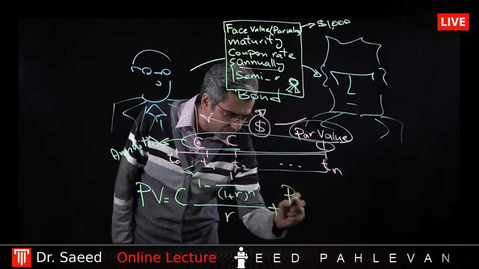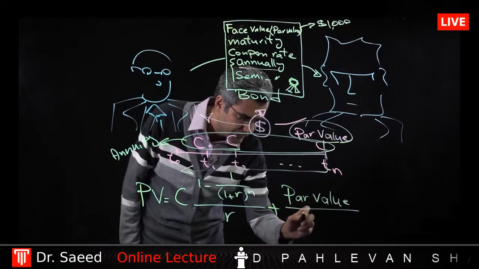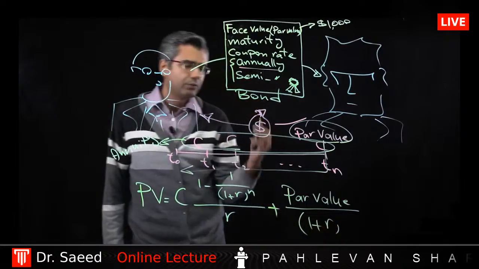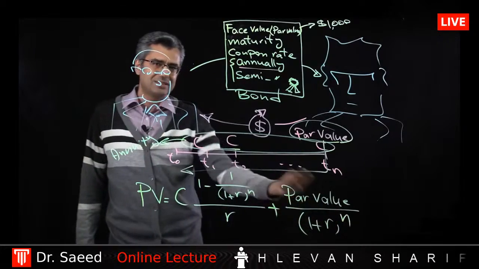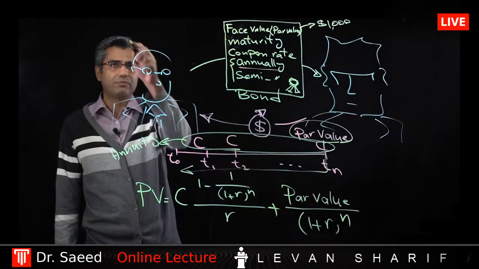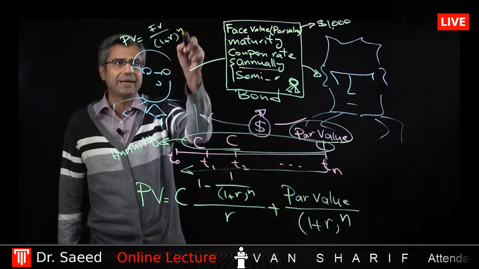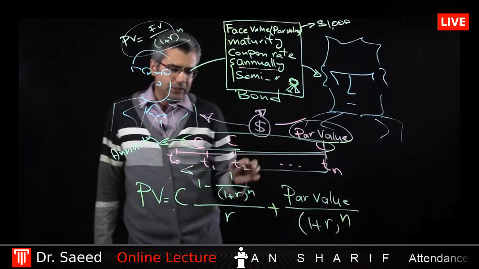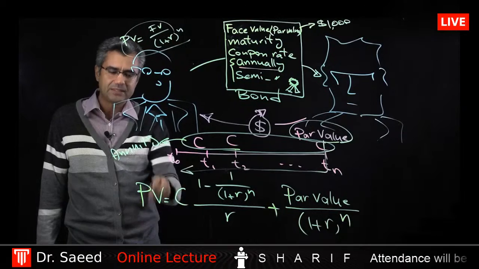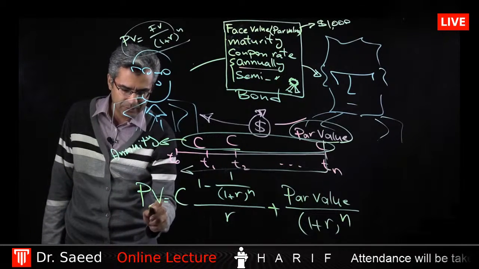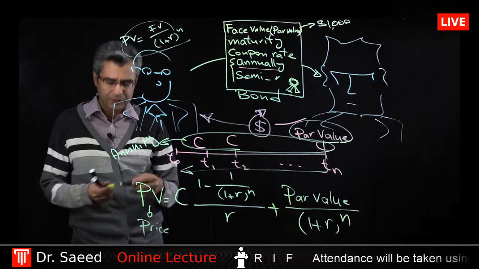Plus, par value, or face value, is another name for par value, divided by 1 plus R. For how many periods? N periods. What is this? This is the formula that you already have seen, the discounting formula. You remember, present value is future value over 1 plus R power n. It's the same formula, right? So we discounted all future cash flows to the present time. And this is the price of the bond. So I can name this price, the current price of the bond.